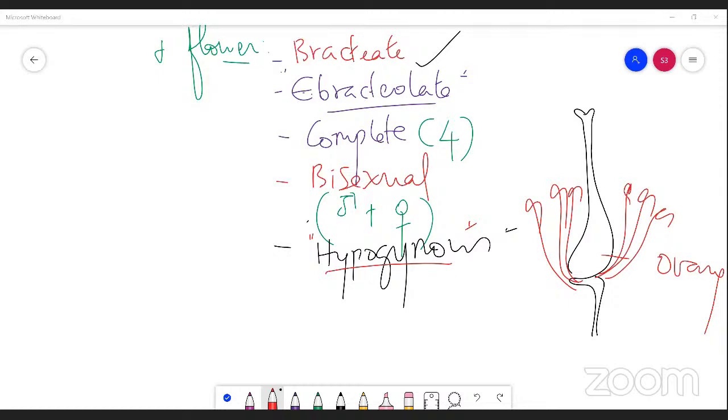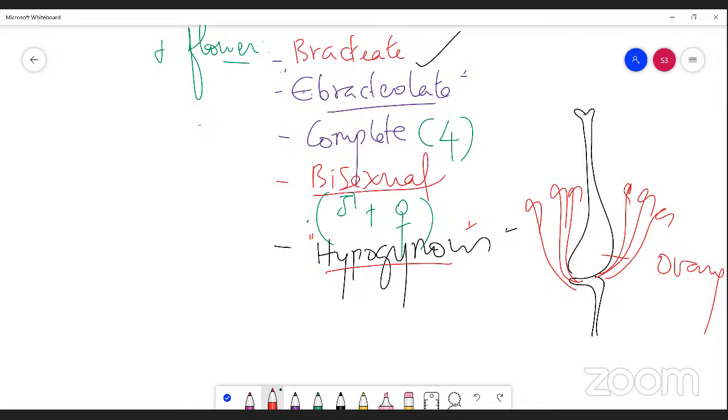Dear students, could you tell me what you mean by hypogynous flower? Hypogynous flower is a condition in which the floral parts originate just below the ovary. The floral parts such as calyx, corolla, androecium or stamens originate just below the ovary. It is known as a hypogynous flower, right?